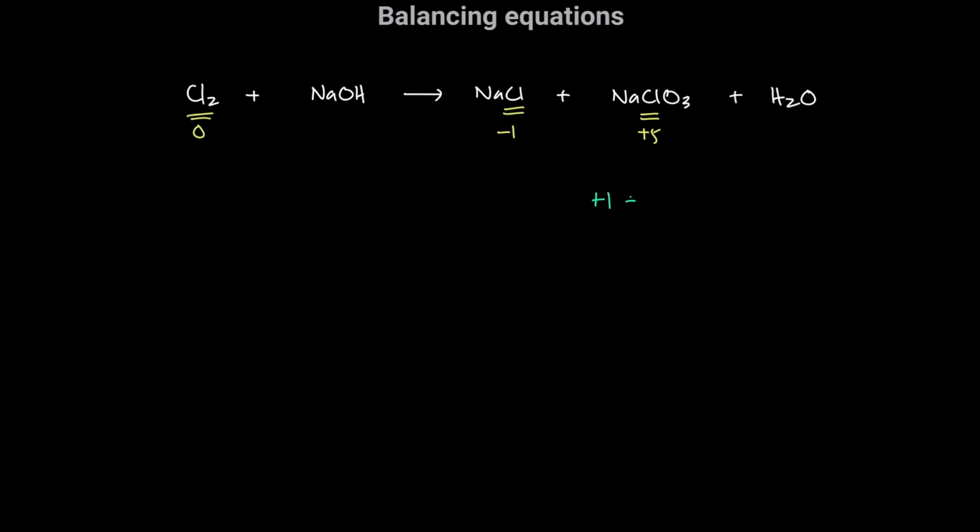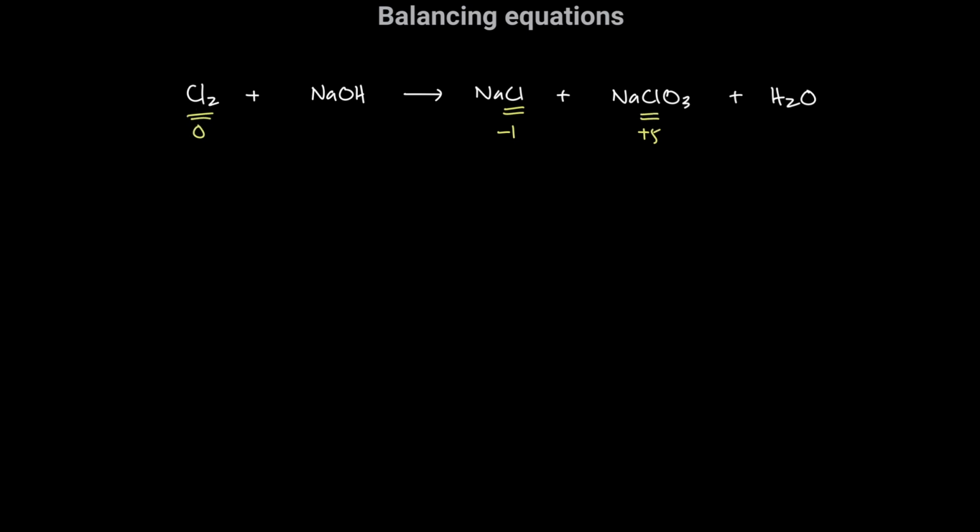Sodium is +1. Let's say chlorine is X, and we have 3 oxygens, each of which is -2, and the overall oxidation number is 0. We get X is equal to +5. So the oxidation number of chlorine here is +5. So what we can see is that the oxidation number of chlorine is decreasing from 0 to -1, and it's also increasing from 0 to +5. That means some of the chlorine atoms are being reduced and some are being oxidized.